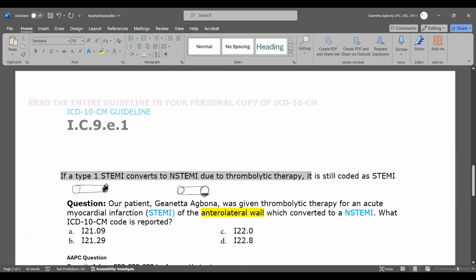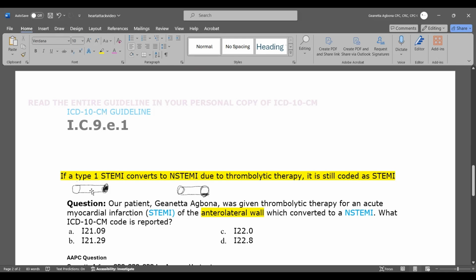So again, just a reminder to read your guidelines. Here is a portion of that guideline. Let me highlight it so it stands out. It says if a type 1 STEMI converts to NSTEMI due to thrombolytic therapy, it is still coded as STEMI. So again, what does that guideline really mean? Well, we have a STEMI here that is 100% blocked. This STEMI converted to an NSTEMI due to some therapy that the patient received. Even though it converted to an NSTEMI, we still need to code it as a STEMI per the guideline.